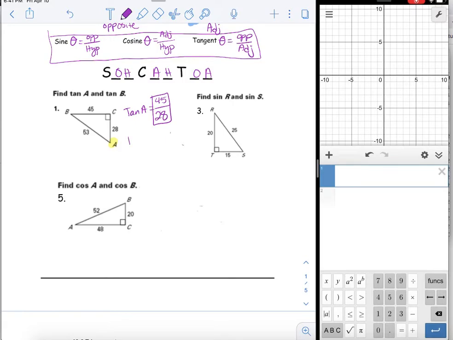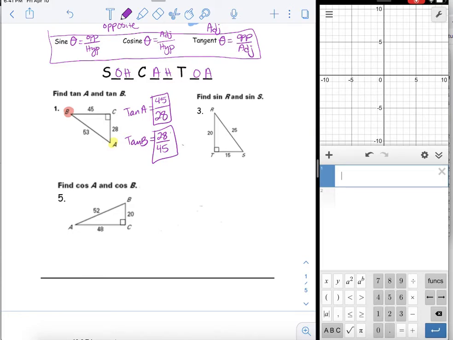And then for tangent of B, you're going to look at angle B, and you're going to think with relation to B, opposite and adjacent. So related to angle B, 28 is opposite from it, and adjacent to it is the 45. And you reduce that if possible.